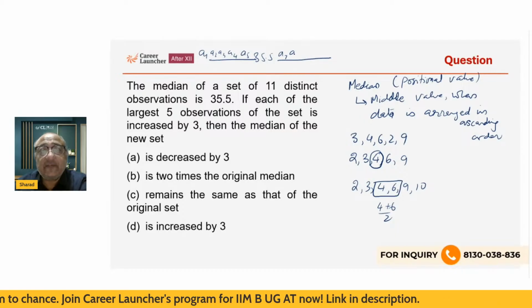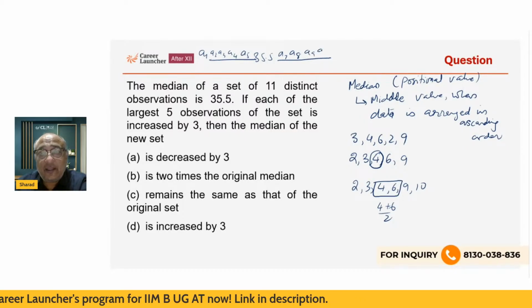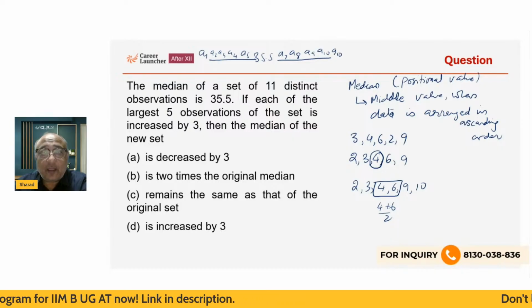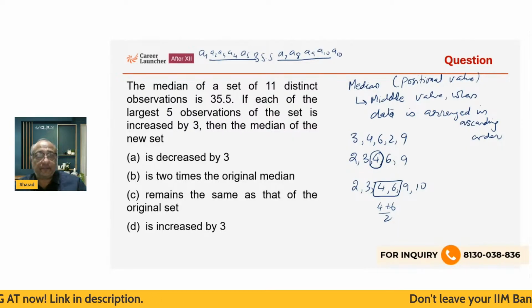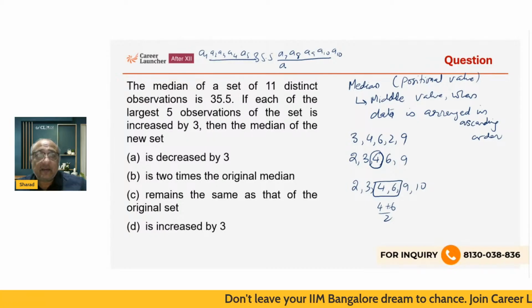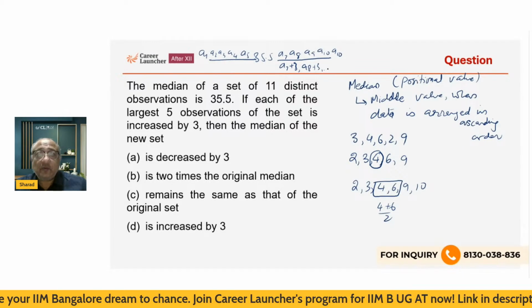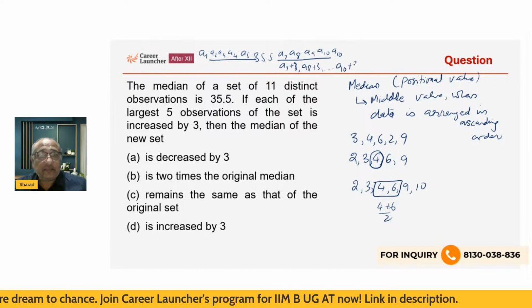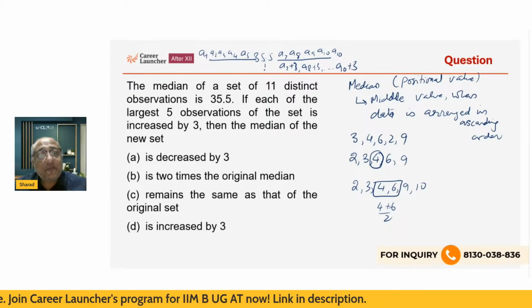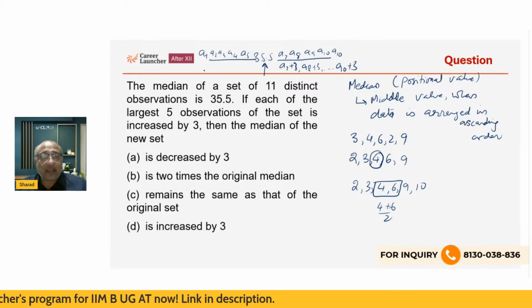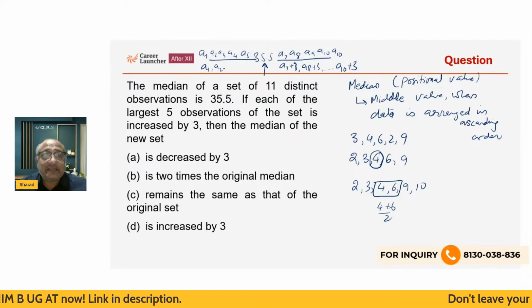Then write A7, A8, A9, A10, and A11. Okay, so 5 on this side, 5 on this side. Now it says if each of the largest is increased, the new values are A7 plus 3, A8 plus 3, and so on, up to A10 plus 3. What will be the median? The median will still be the same. Why? Because it is still the middlemost value.